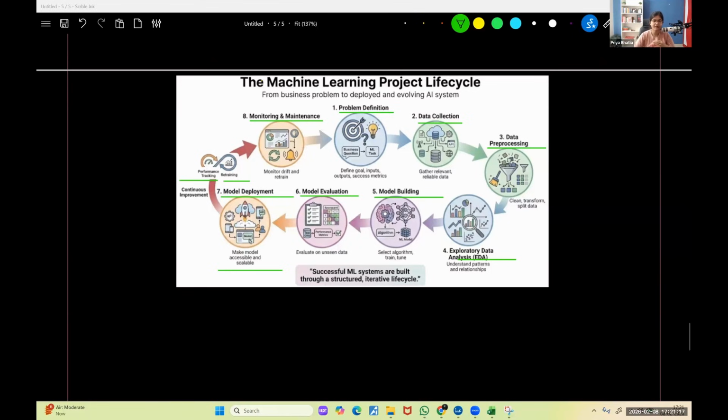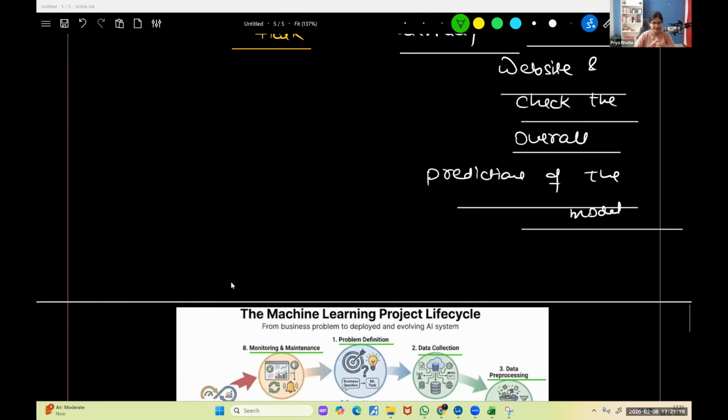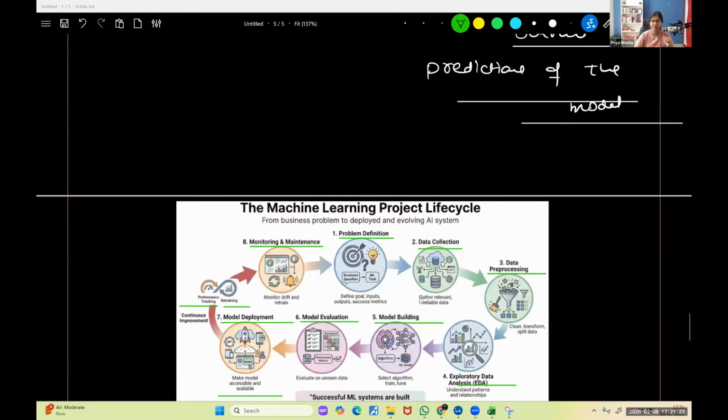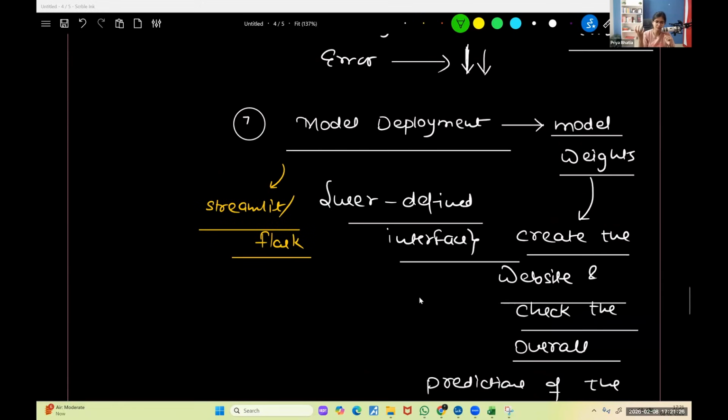What is model deployment? I have mentioned it over here: make the model accessible and scalable. तो जब आप मॉडल जो आप ट्रेन करते हो उसकी एक फाइल क्रिएट होती है. तो जब आप उस फाइल को यूज करके वेबसाइट पे डिप्लॉय कर देते हो, तो होता क्या है कि एक इंटरफेस बन जाता है. अब हर कोई कोडिंग बैकग्राउंड से नहीं होता, तो आप उस वेबसाइट का लिंक दोगे और उस वेबसाइट के लिंक के बेसिस पे आपको वो इंटरनली वो मॉडल यूज करके प्रिडिक्शंस प्रोवाइड करेगा.